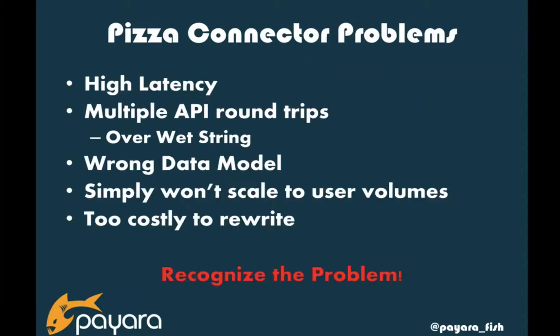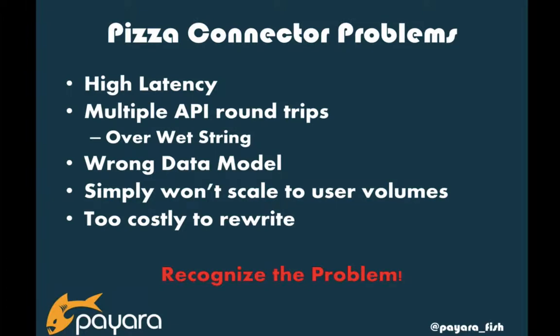So the problems that we have with our connector, obviously, is it's high latency, has multiple API round trips over effectively some wet strings, seems to be what they built it on. The data model involves lots of remote calls, not ideal, not what you want. And you know fine well that this is just never going to scale to the volumes that you've been told to build this to. And it's too costly to rewrite.